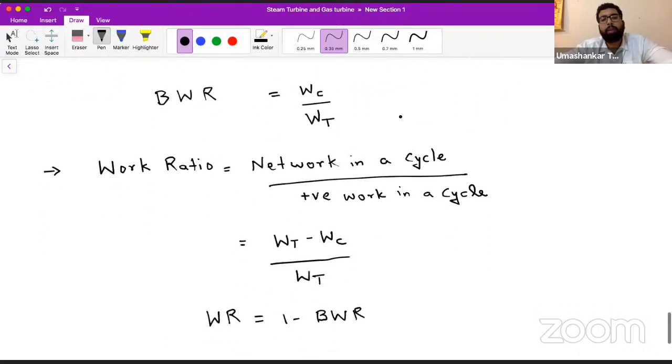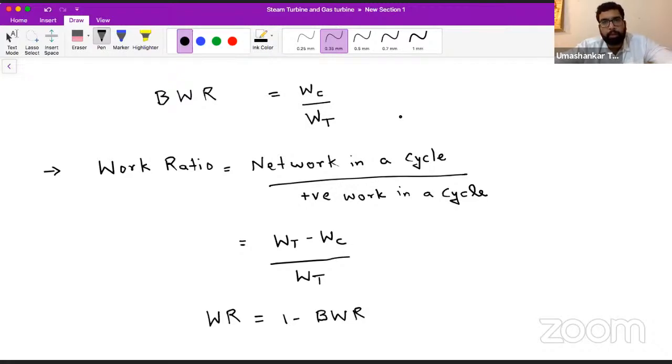So the higher the back work ratio, the lower will be the work ratio. If we talk in general, you might have seen that steam power plants are more in use in power generation, more dominating in power generation.